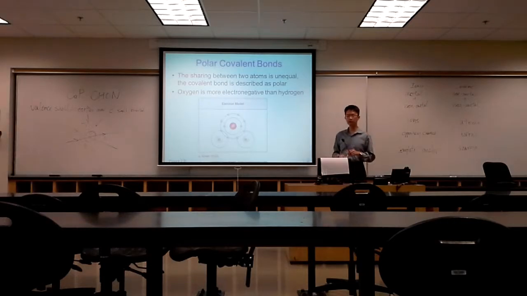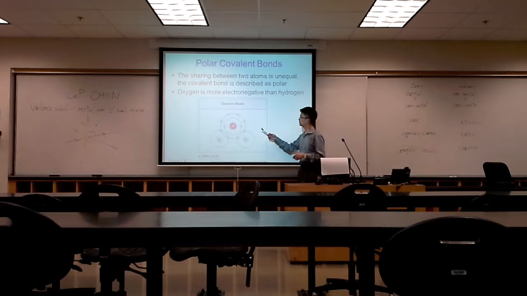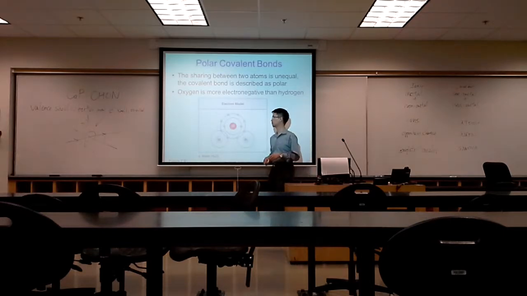So what are some examples of the polar covalent bond? When the sharing of the electron is unequal, then we have a polar covalent bond. We'll give you this example of water. Water, as we know, is H2O. So oxygen is a very big atom compared to hydrogen.